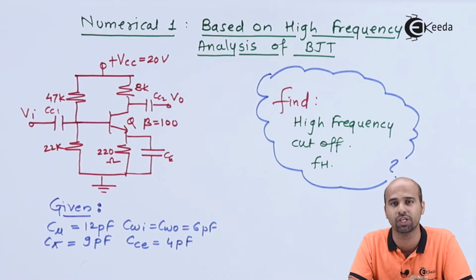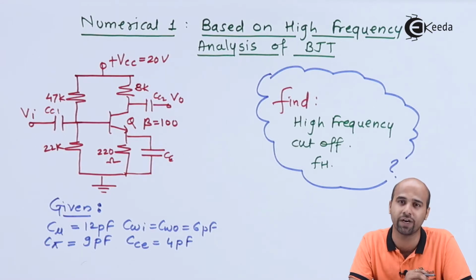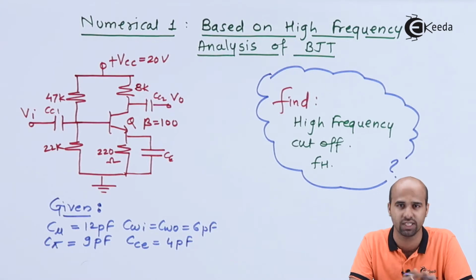For Miller's output and input capacitance, we have to know the gain parameter, but gain is not yet given, so we have to find out the gain. We have to do DC analysis followed by AC analysis, because gm and re are not given. So we have to start from scratch: DC analysis, followed by AC analysis, followed by calculation of Miller's input and output capacitance, and then calculate the value of FH1 and FH2. So this is how the flow for this numerical is.